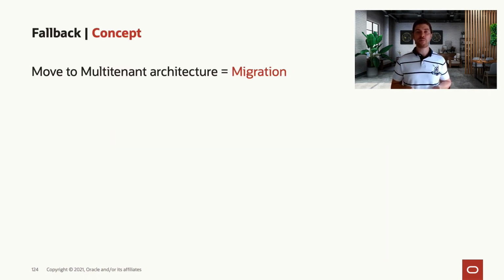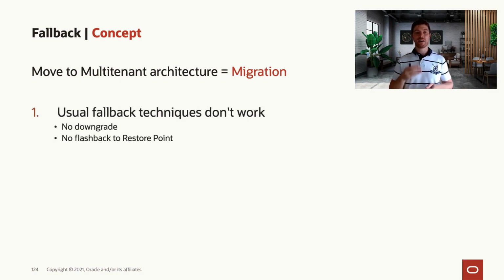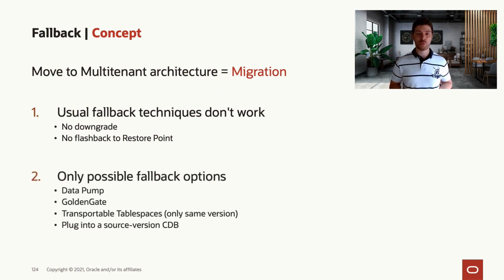So the usual fallback methods that we have, like the downgrade, will only work if you go back to the CDB architecture. It won't work to the non-CDB architecture. The flashback also doesn't work when you convert from non-CDB to PDB. So we need to find a way, and usually the way is a logical migration. The only possible fallback options in this case are using Data Pump or GoldenGate.